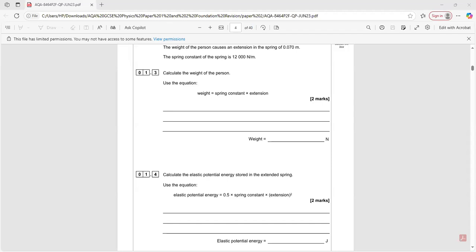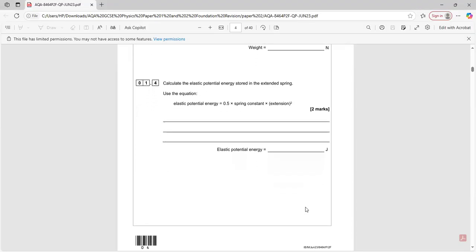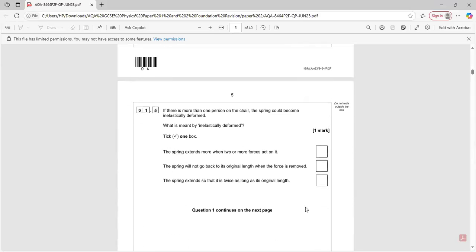29.4. That totally agrees with what I got too. So that's correct. 29.4, and the unit is in joules, because it's energy. Energy's unit is always joules. So that's the elastic potential energy of the extended spring.